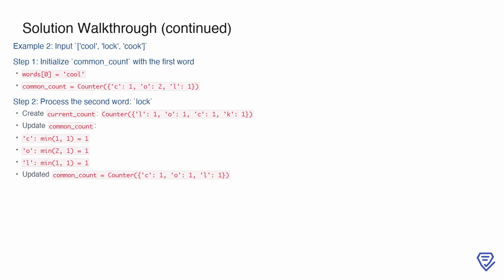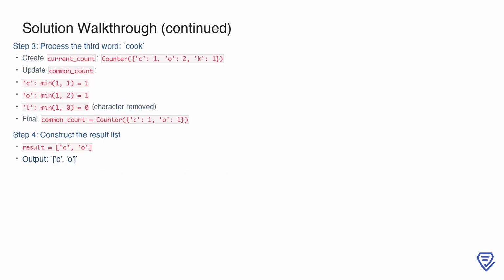Next, we process the second word, lock. For this word, the current_count dictionary shows 1 L, 1 O, 1 C, and 1 K. To update common_count, we take the minimum frequency of each character between the two dictionaries. For C, O, and L, their counts remain at 1, while K is not present in the first word, so it is excluded. The updated common_count becomes C: 1, O: 1, L: 1.